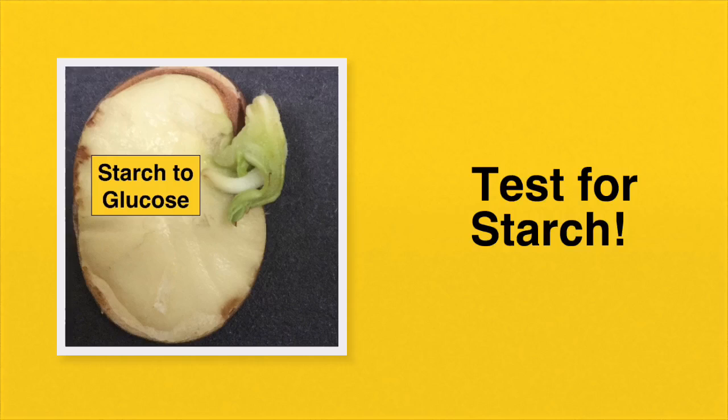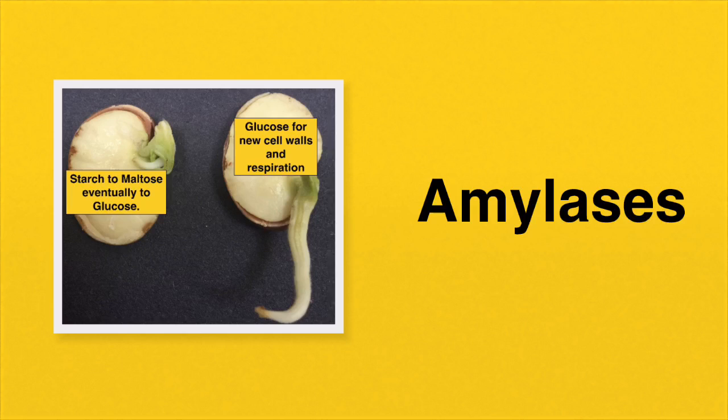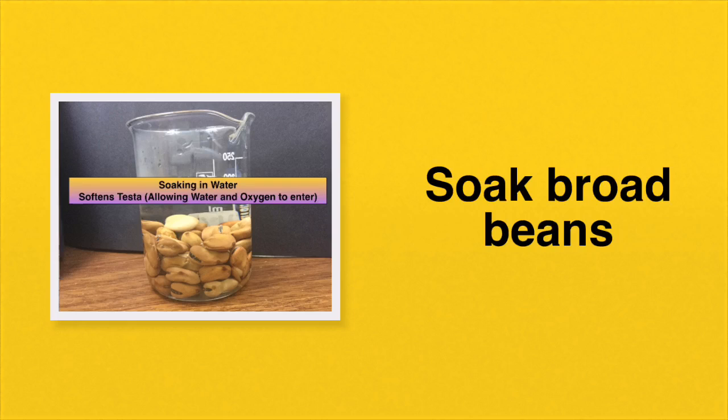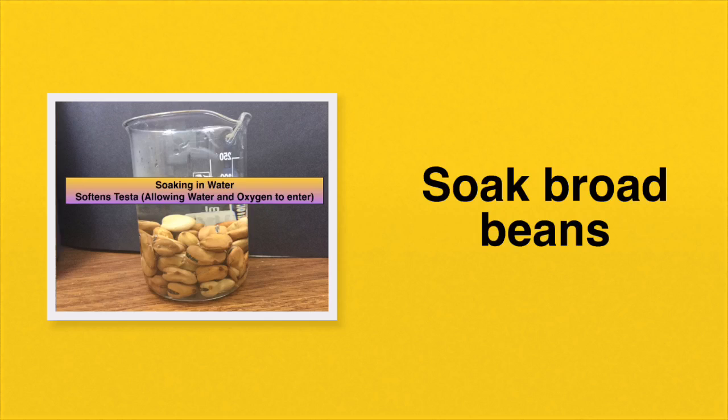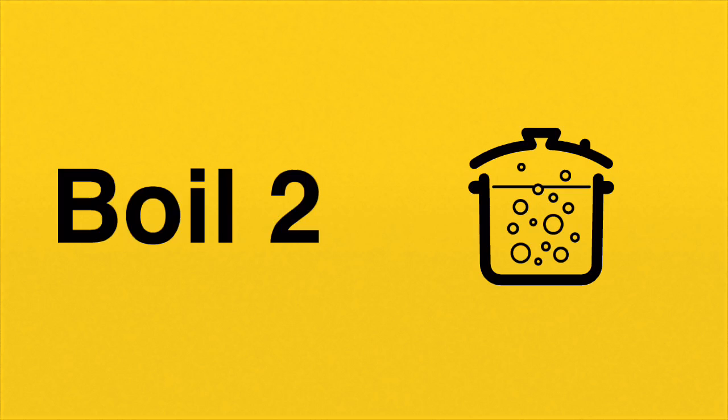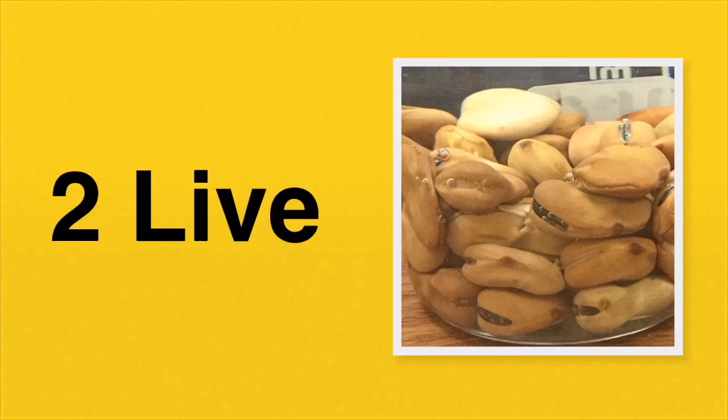Remember, those amylases in that germinating seed are going to convert the starch to maltose, and that eventually gets converted to glucose. To commence the practical, we soaked some broad bean seeds in water. This was to soften the testa, so to break dormancy. We selected 4 seeds, 2 of which we boiled. These acted as the control, the non-living seeds. And the other 2 we simply set aside. These were your live seeds.